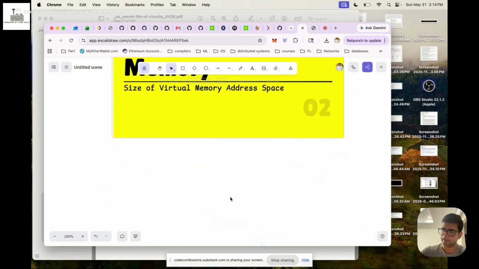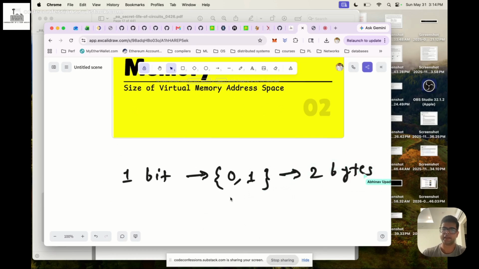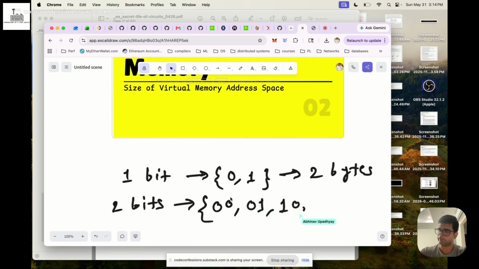So for example, if our virtual address is just 1 bit, then there are two possibilities. You can access either byte 0 or byte 1, which means you can access up to 2 bytes of data, or the size of the virtual address space is 2 bytes if your virtual address is 1 bit long. If your virtual address is 2 bits wide, then there are four possible values: 00, 01, 10, and 11, which means 4 bytes. So your virtual address space becomes 4 bytes wide.